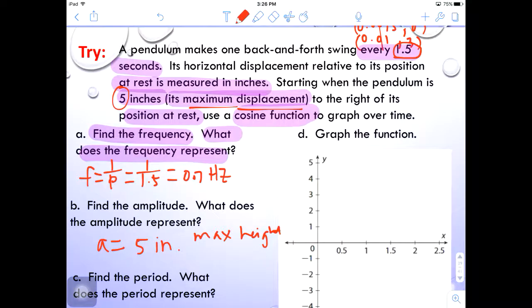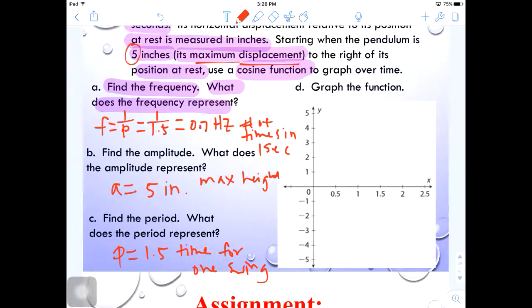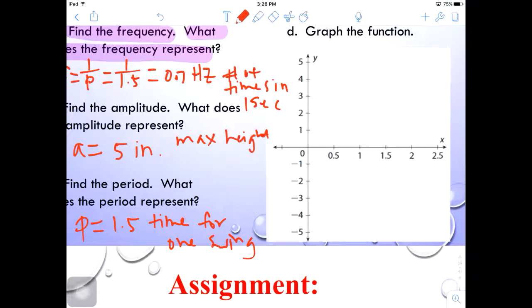Okay, and then this is the number of times in 1 second. Find the period. So period is actually 1.5, like we said on top. And this is the time that it will take for 1 swing. Okay, that's what it means. And then it says graph the function using a cosine.